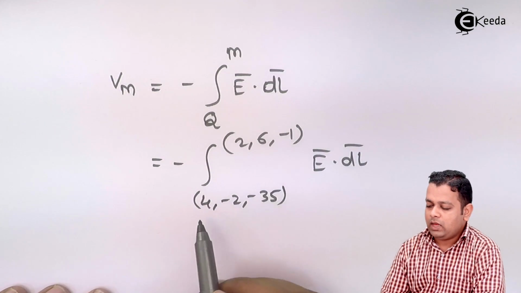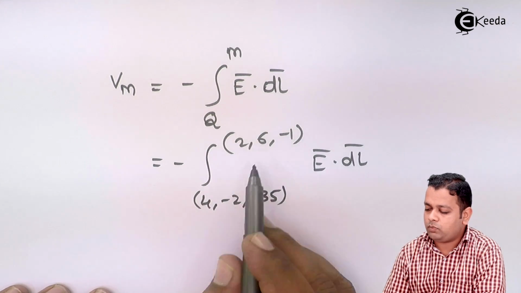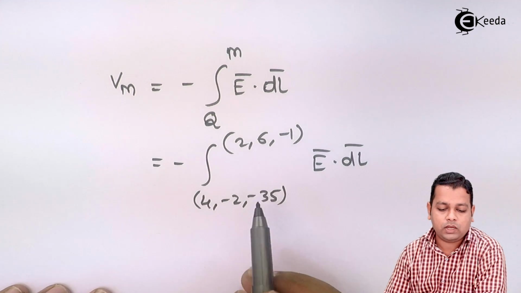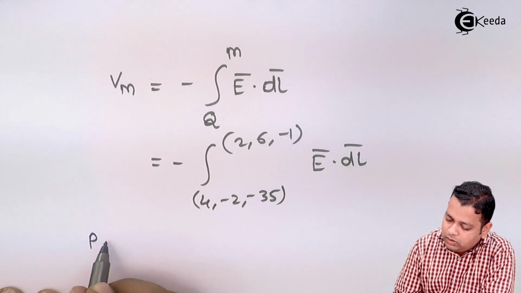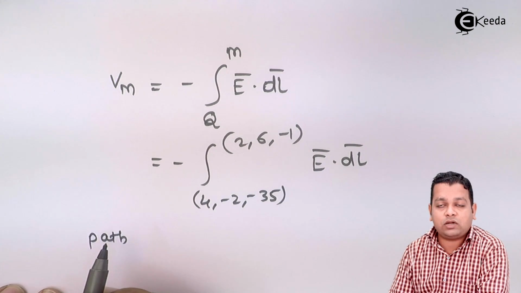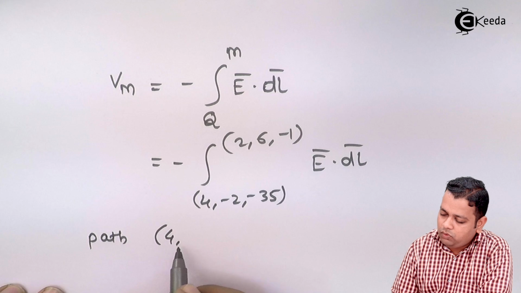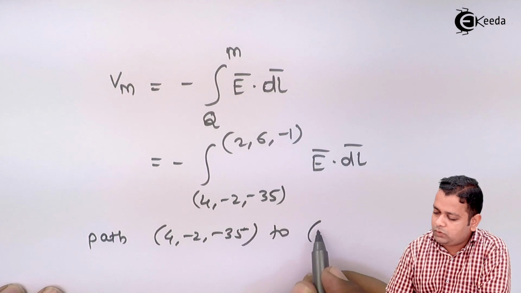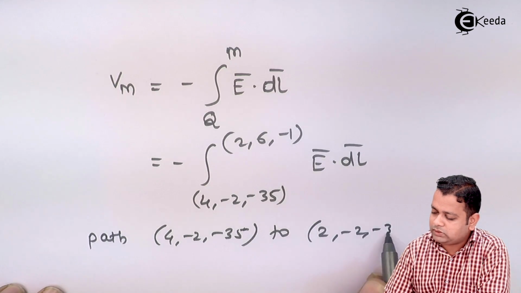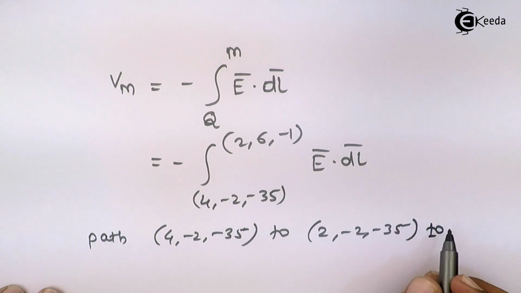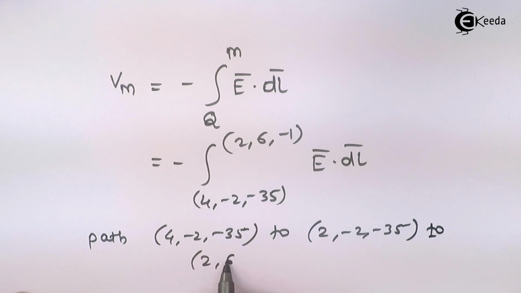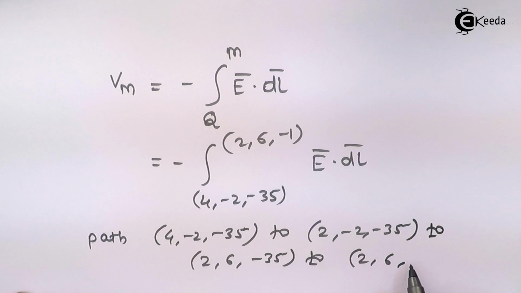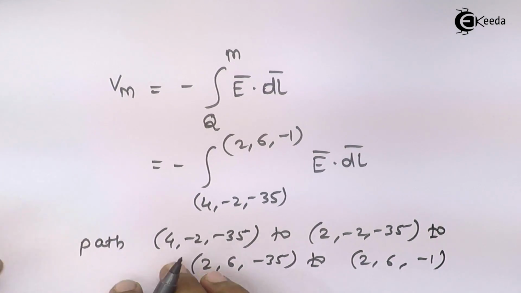Now if we see x coordinate both are different, y coordinate both are different, z coordinate both are different. So hence we have to follow the path split into 3 straight line segments. So that will be (4, -2, -35) to (2, -2, -35). From here we shall be having (2, 6, -35), finally (2, 6, -1). Okay, so this way we have to split this integral into three parts.